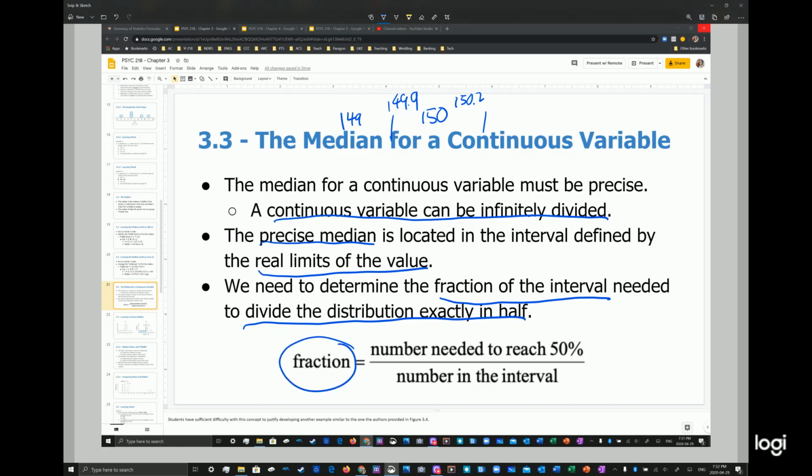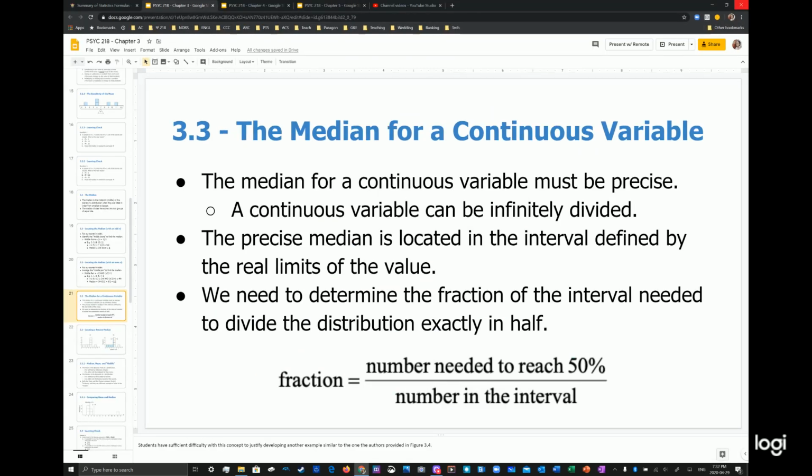We want to find a fraction in that interval. So we can still find the position, but we want to find the fraction of that position by doing the following. We want to find the number that's needed to get 50%. And the fraction of the interval still needs one more thing, and that is the number of the interval itself. So the best way to show you is with the next slide here.